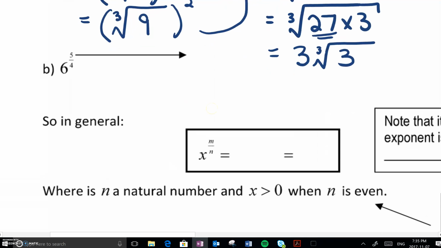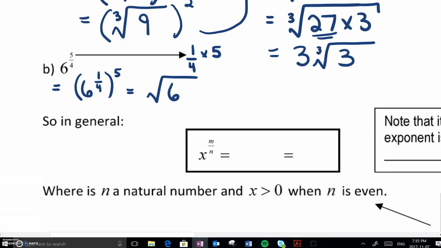6 to the power of 5 over 4 can be split up as 1 over 4 times 5. So if you're okay with splitting that up, you'll understand that this means it's 6 to the power of 1 over 4, to the power of 5. And when you have an exponent that's a fraction, you want to turn it into a root. It's the fourth root of 6, and all that to the power of 5. So that's what that looks like without having to fully evaluate this. These are the kind of examples that we'll be working with.